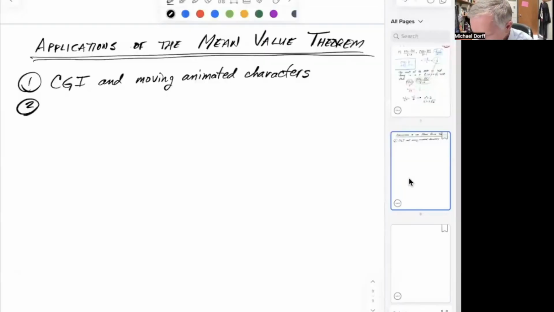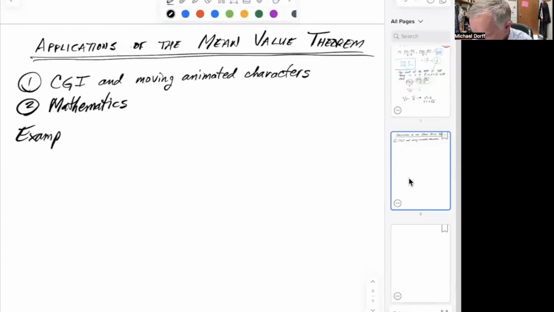All right, we just saw an example of how the mean value theorem can be used in an application of CGI to help move animated characters. Let's now look at another example in a mathematical setting. So here's a second example in mathematics.